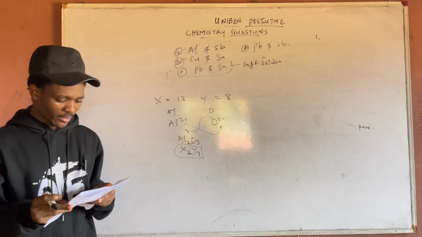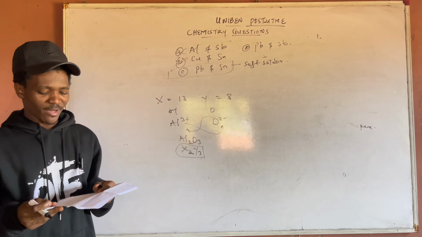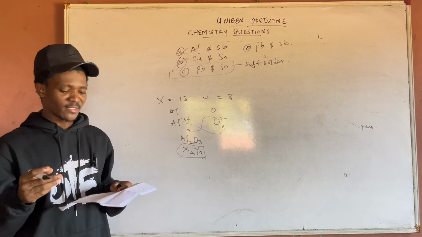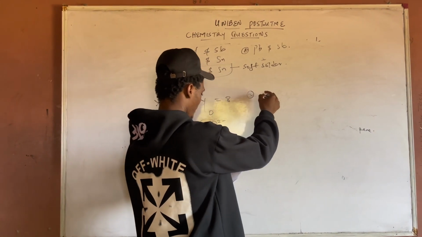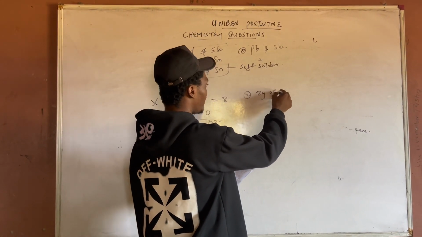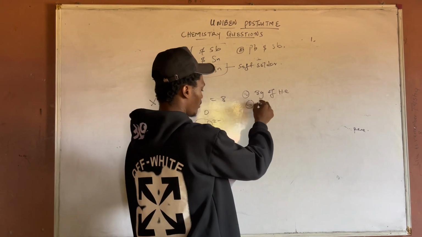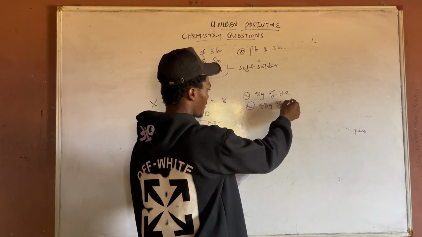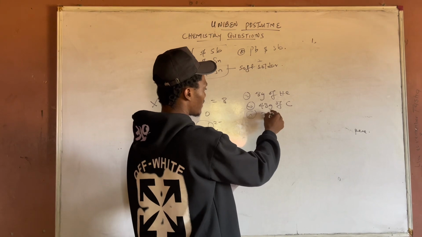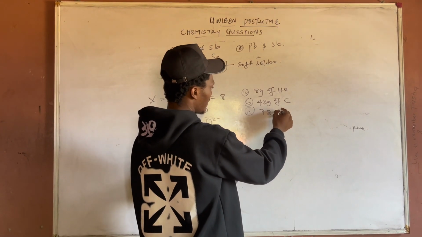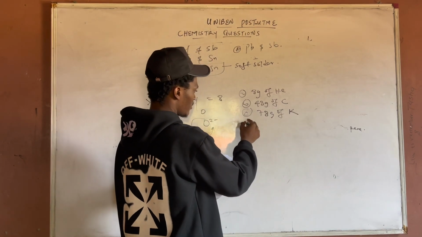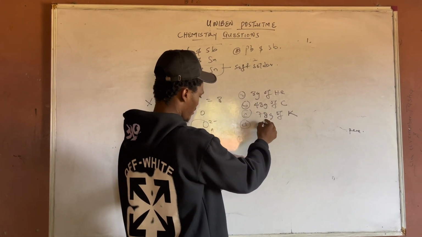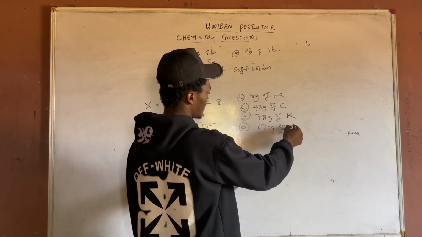Next question. Which element contains the greatest number of moles? This question is very easy. Now, option A, we have 8 gram of helium. Option B, we have 48 gram of carbon. Option C, we have 78 gram of potassium. Then option D, we have 130 grams of zinc.